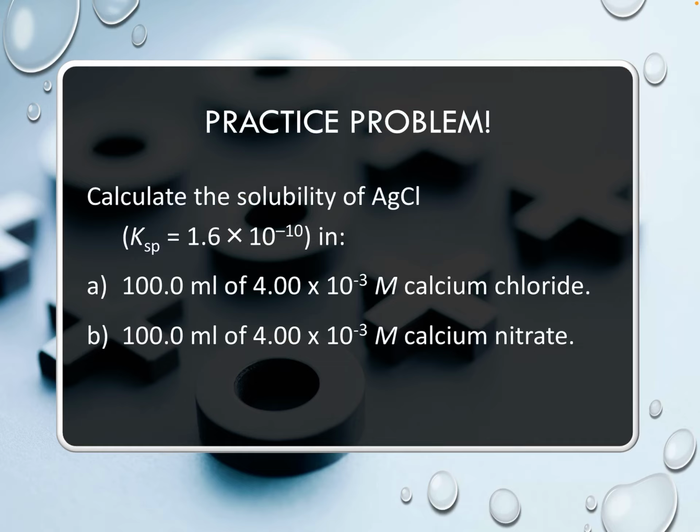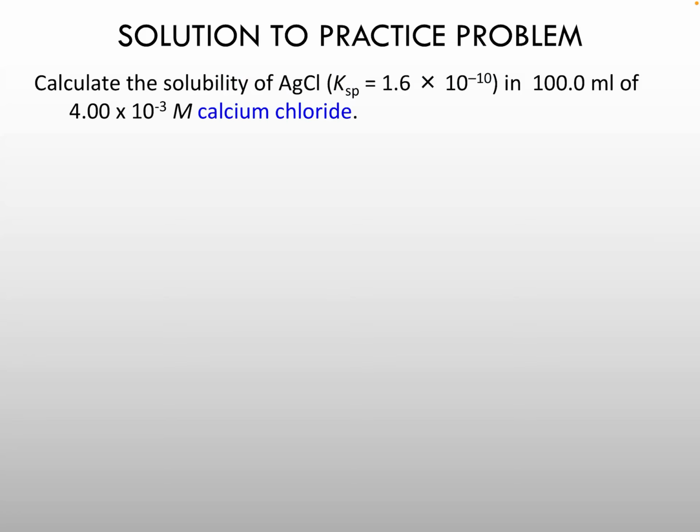All right, I want you to go ahead and try these problems. So we have two different ones. We're looking at the solubility of silver chloride in calcium chloride and then in calcium nitrate. So go ahead and pause here, try and work these out, come back when you're ready. All right, let's go ahead and work through these.